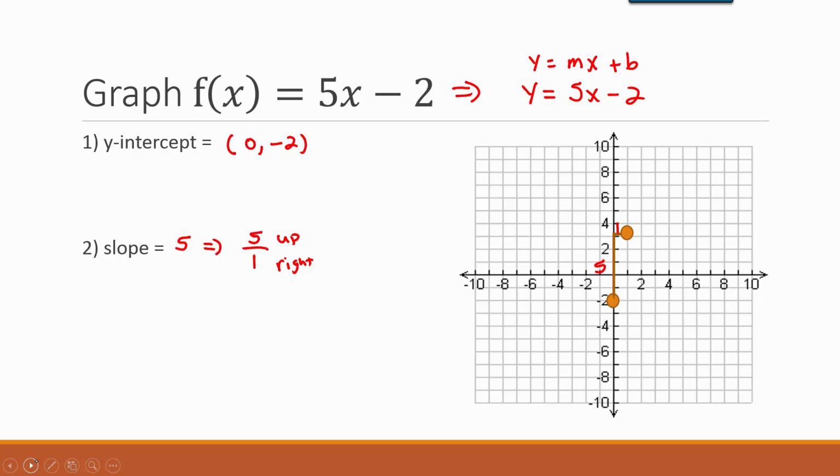Now the slope gives us a pattern. It gives us directions on how to get from point to point on a line. So I can use that pattern again and again. It's like making $5 every 1 hour. I'm going up 5 and over to the right 1. So I can do it again. Go up 5 places, to the right 1 place, and plot another point. And our line would go through those points.